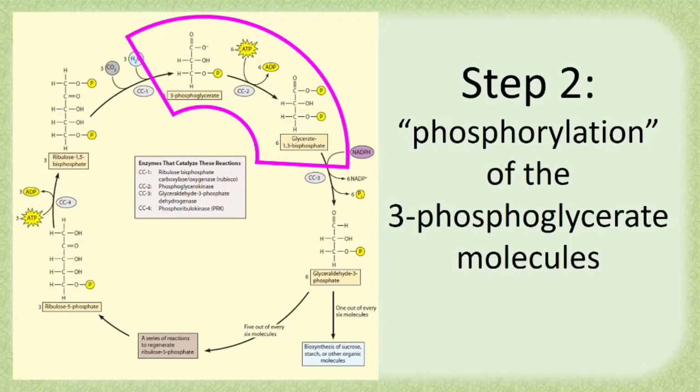So the first step of the Calvin cycle left us with these 3-carbon 3-phosphoglycerate molecules. And we're now going to look at how the ATP produced in the light-dependent reactions comes into play to take those molecules onwards on the journey towards the G3P photosynthesis product.